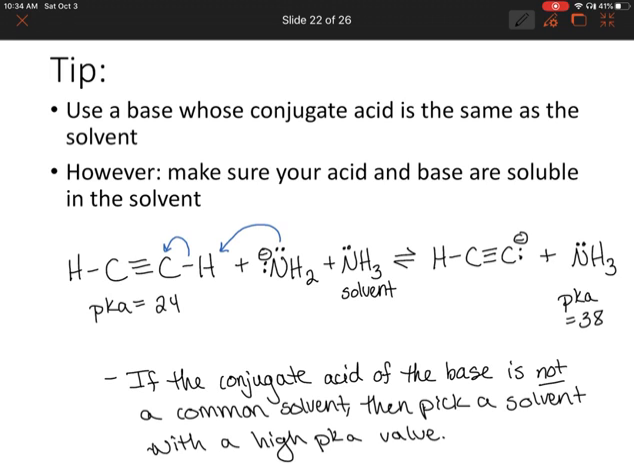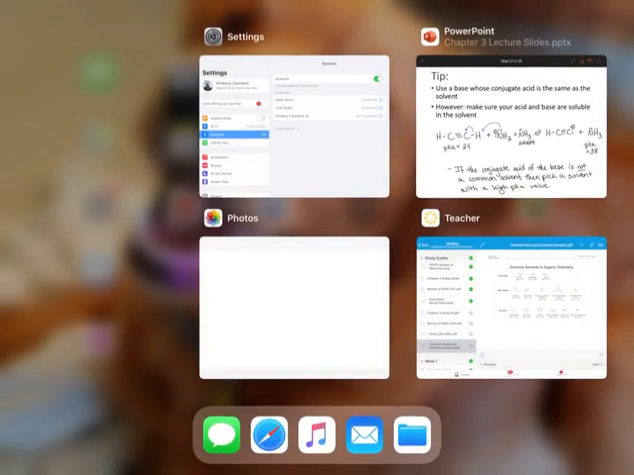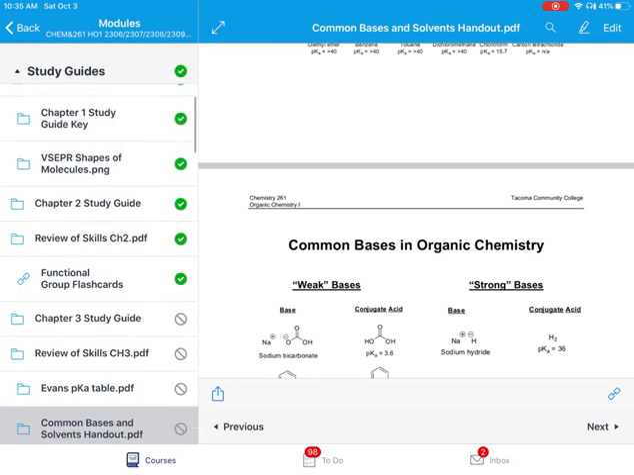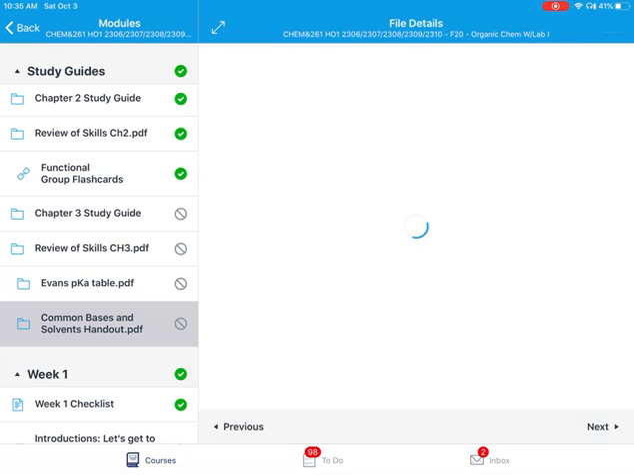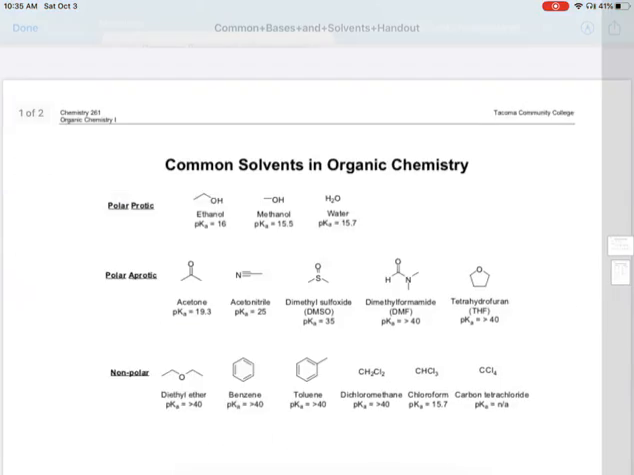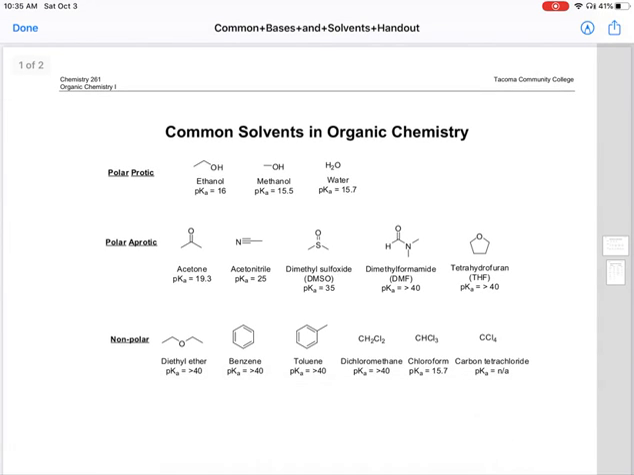All right. So one thing I wanted to show you is on the Canvas website, if you go to modules and then you go to study guides, so under study guides, there's a common bases and solvents handout. So the first page has some common solvents that we use in organic chemistry. And let me just zoom in on this. So there are polar protic solvents, there's polar aprotic solvents, and non-polar solvents.